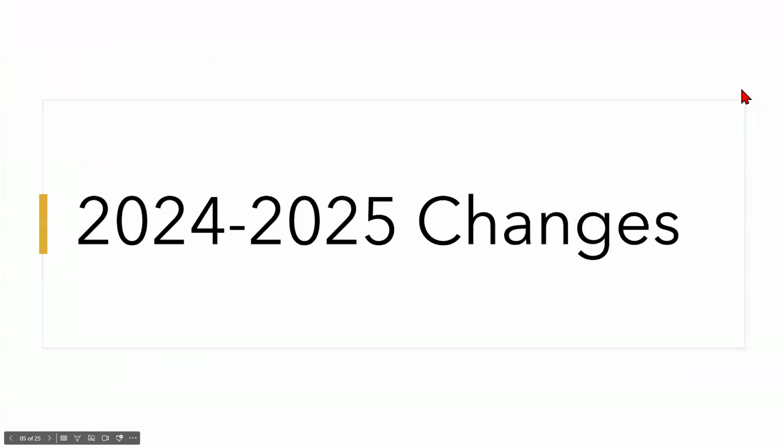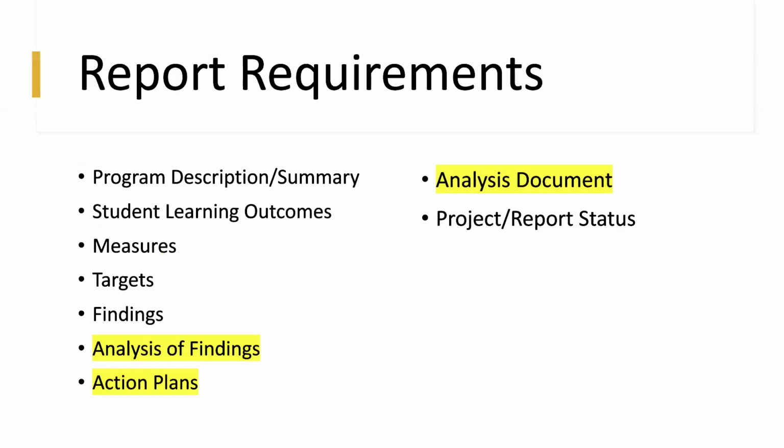Okay. So now getting into the 24-25 instruction changes that we have. We made a few changes to hopefully streamline this assessment process this year. As a reminder, a report is required to have the program description and summary, student learning outcomes, measures, targets, findings, an analysis of those findings, action plans, that analysis document attachment, and then you have to change the project or report status to complete.